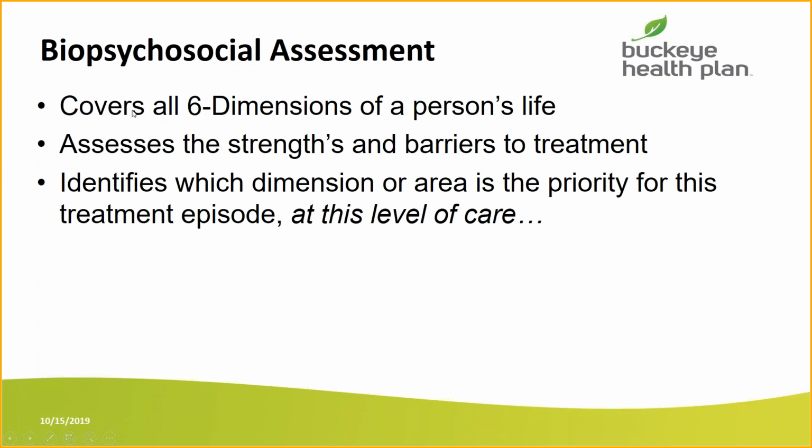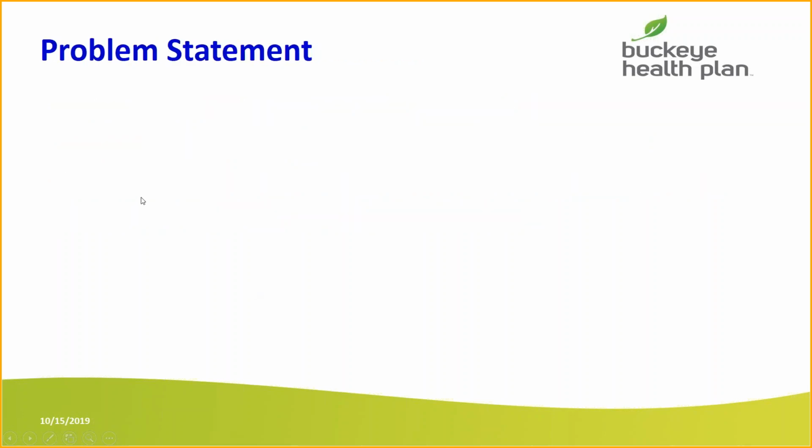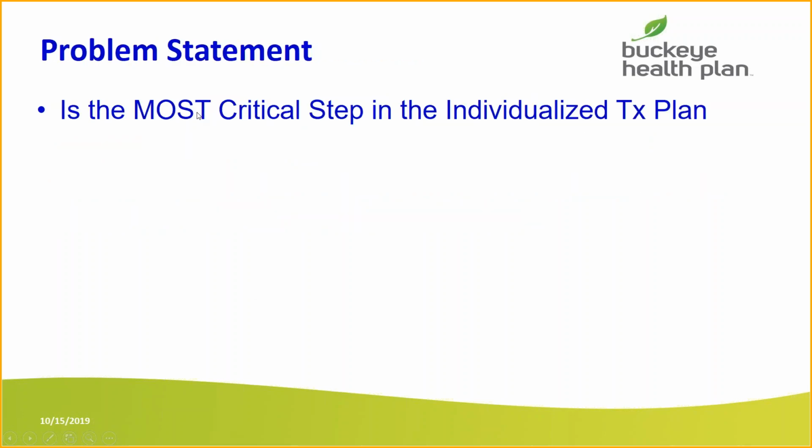The biopsychosocial covers 6 dimensions. It assesses strengths and barriers. It identifies which dimension is the priority for this treatment at this particular level of care. Whereas the problem statement, I believe, is the most critical step on the whole individualized treatment plan because it is the start. So if you have errors at the start of your individualized treatment plan, chances are you're going to have errors along the way.